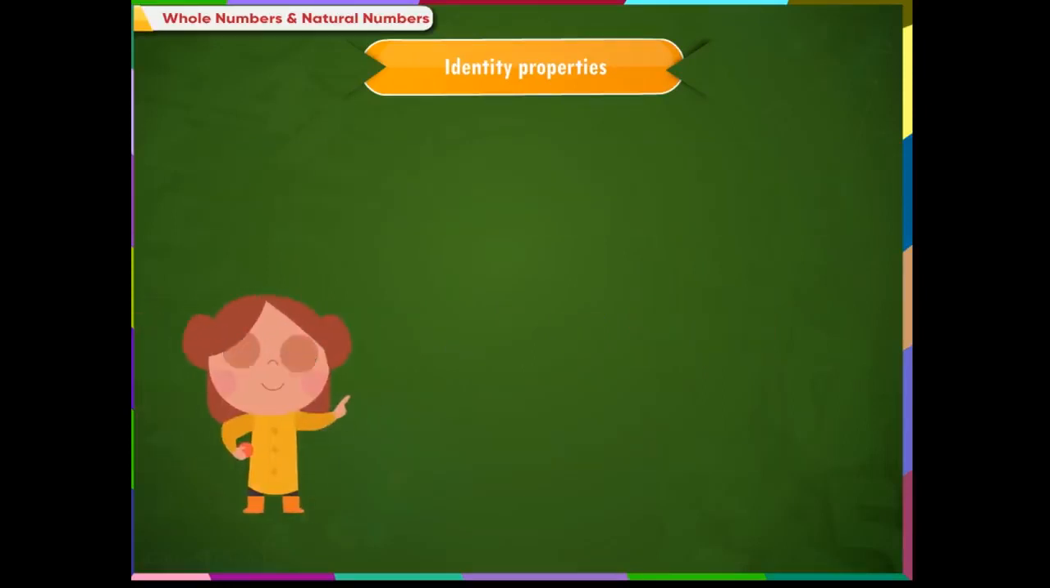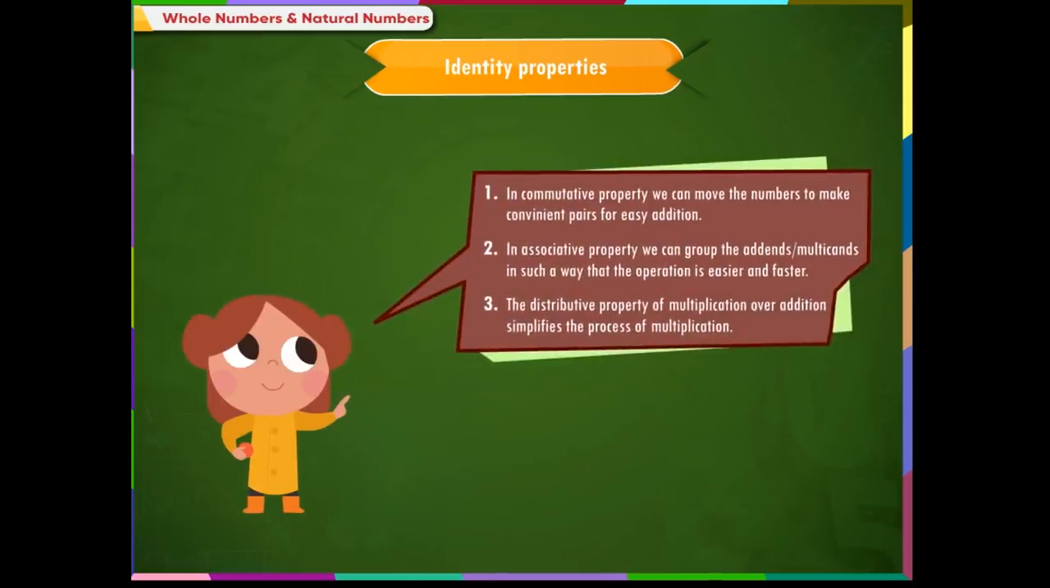Let us do a quick recap of what we have studied till now. Remember, 1. In commutative property, we can move the numbers to make convenient pairs for easy addition. 2. In associative property, we can group the addends or multiplicants in such a way that the operation is easier and faster. 3. The distributive property of multiplication over addition simplifies the process of multiplication.